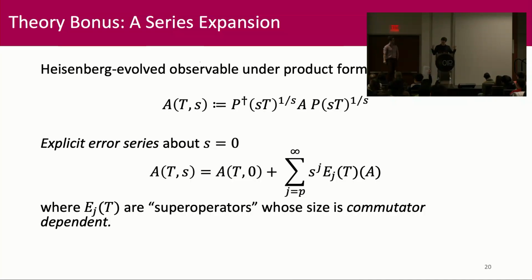They're linear operators on the space of observables. And in particular, their size is commutator dependent, and so this sort of leads into the commutator scaling that we find. We're able to derive this sort of bound using a combination of two tools.